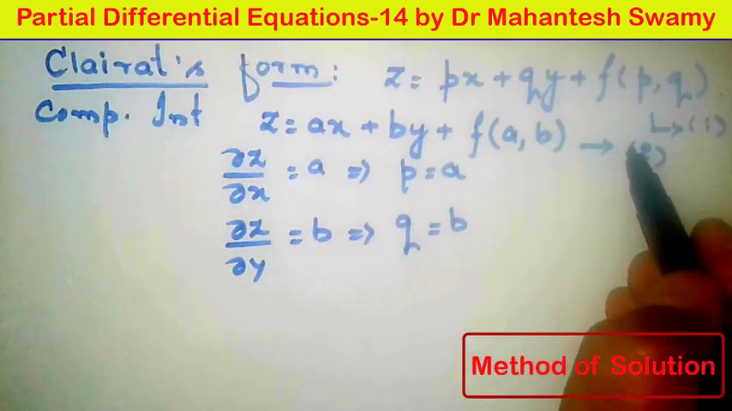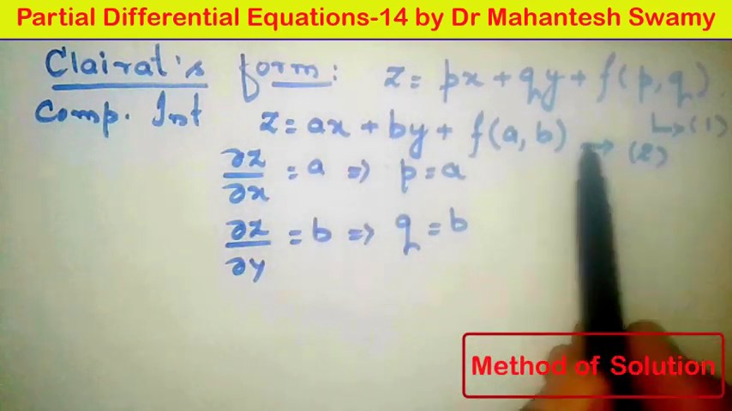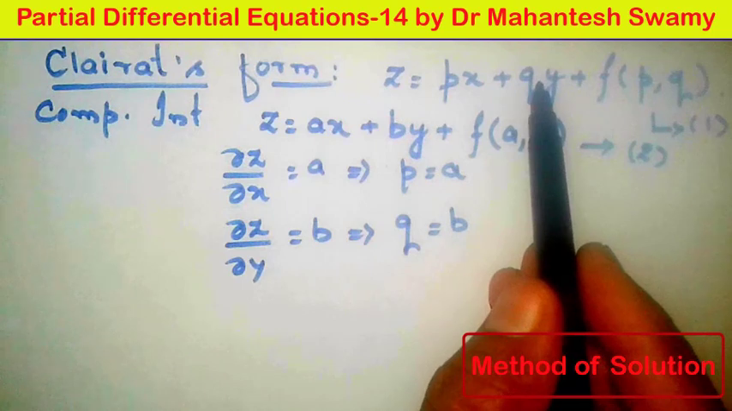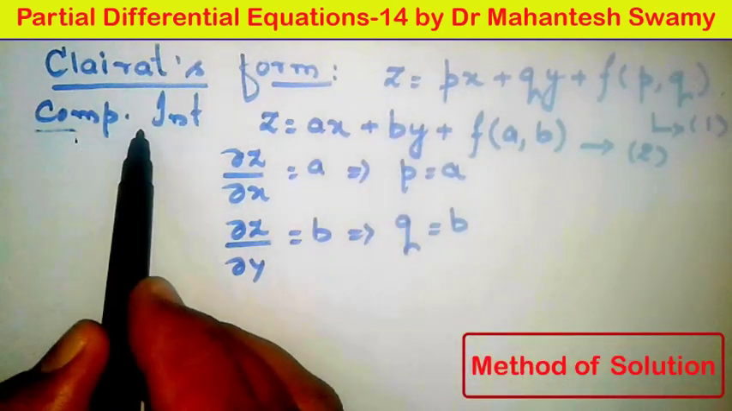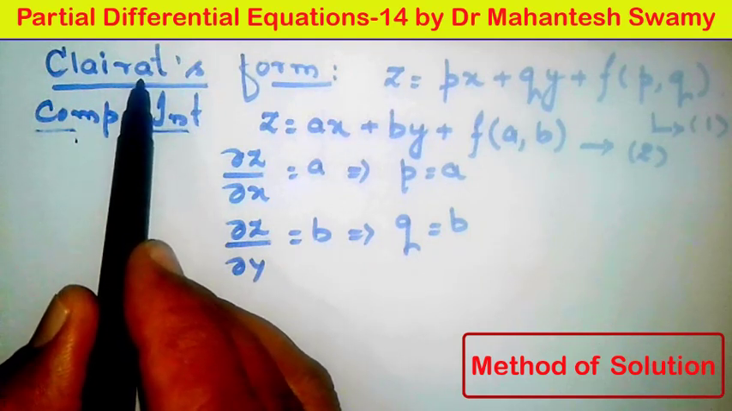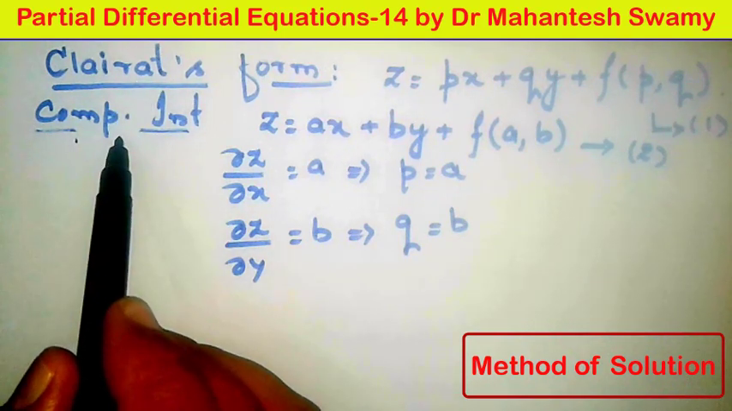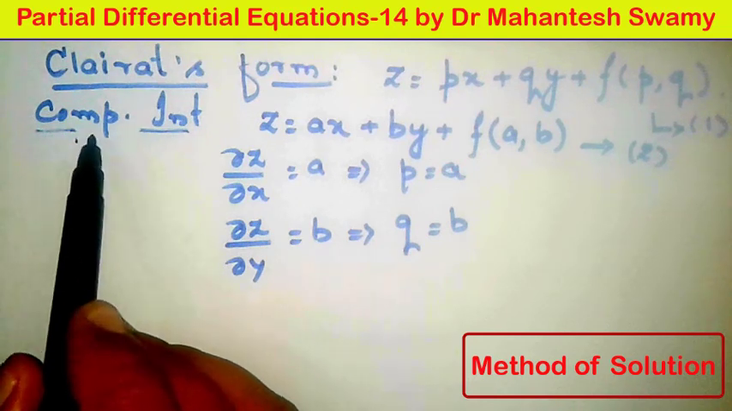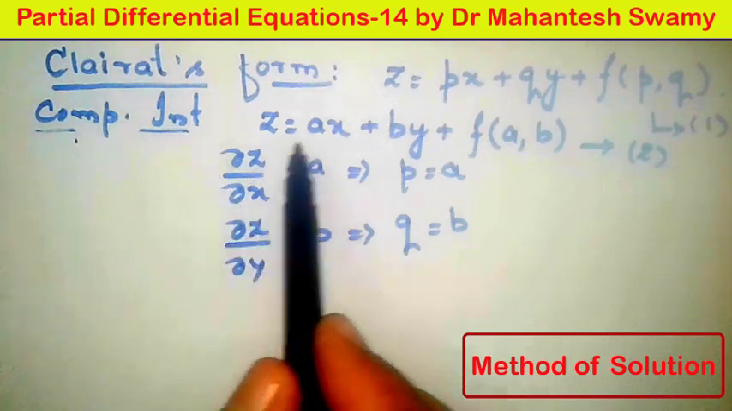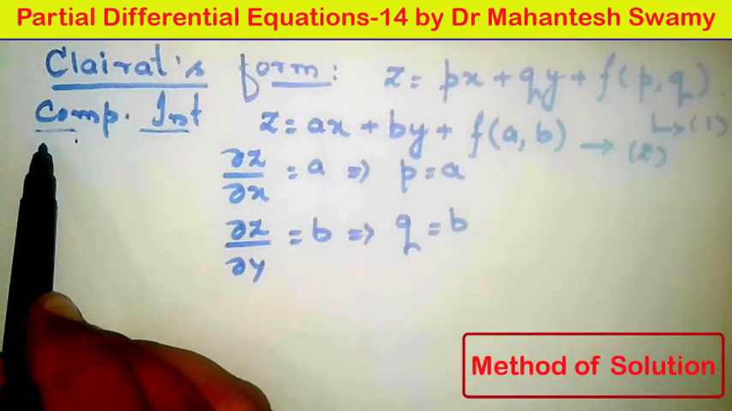equation number 2. So we can say that the expression displayed here in 2, obtained from the given partial differential equation simply by replacing p by a and q by b, is the required complete integral of the given PDE which is in the Clairaut's form. If the given PDE is in the Clairaut's form, it should be noted that finding the complete integral is very simple. It is simply done by replacing p by a and q by b in the given PDE. So it is not that difficult.